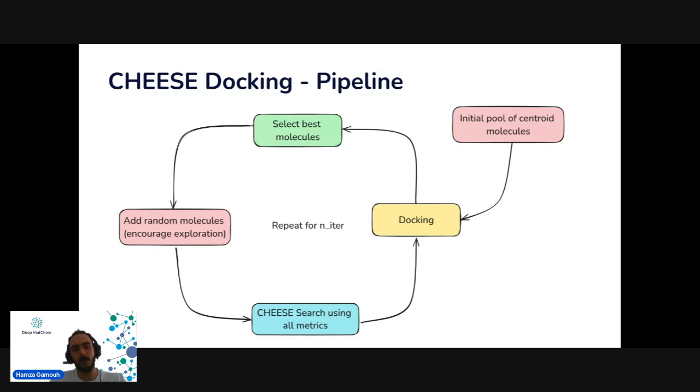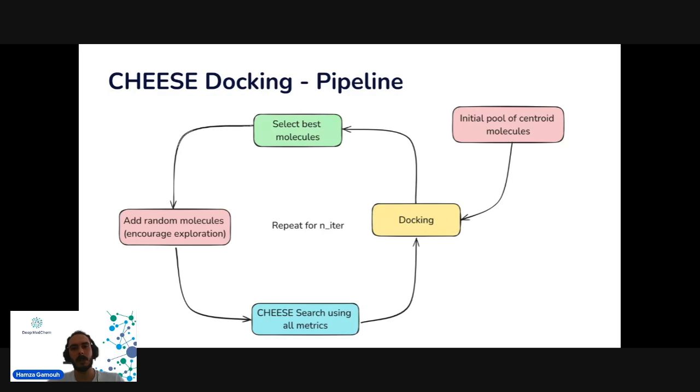Then we feed those molecules to CHEESE search to look for similar molecules through all of the metrics. So we have electrostatic shape and 3D shape and also structural Morgan fingerprints. And we collect all of the results, we redock them again, and we select the best molecules. So that's how the whole process works. And then the best molecules are defined according to a fitness function that we define.